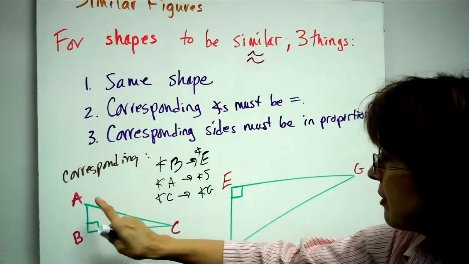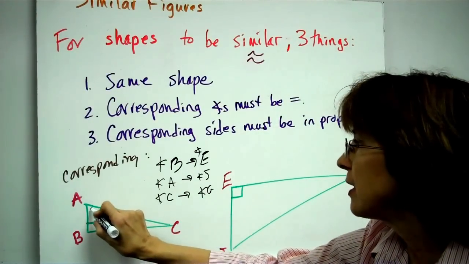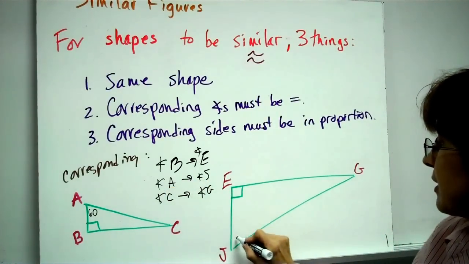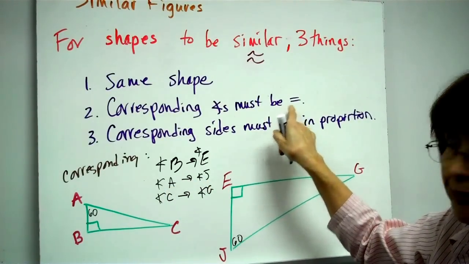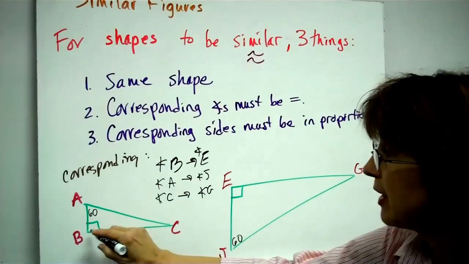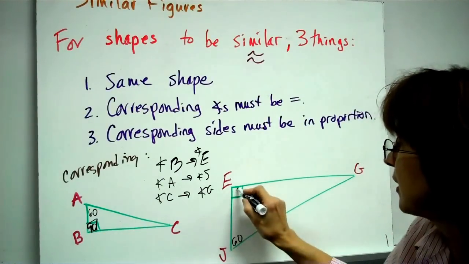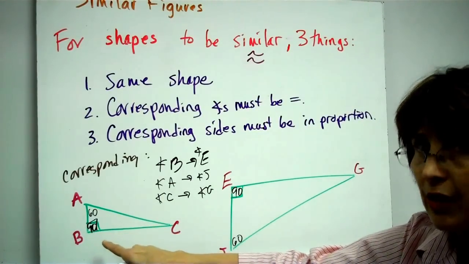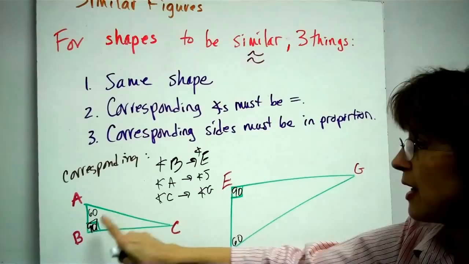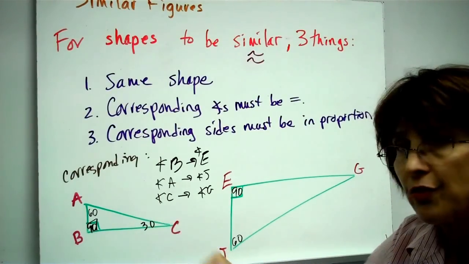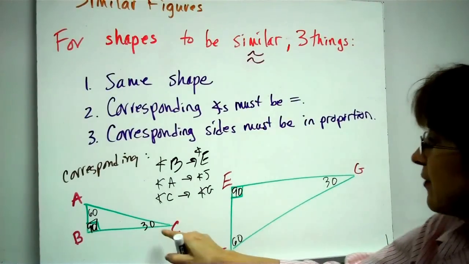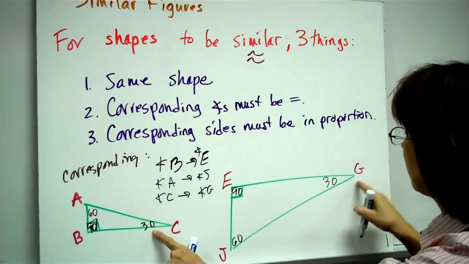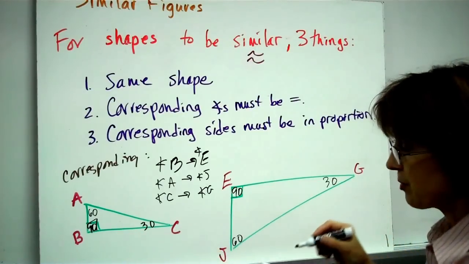If the measure of A was, say, 60 degrees, and they were corresponding, then angle J would have to be 60 degrees, because they have to be equal. We already know that B is 90, because that's what the box means. That means a right angle, which is 90 degrees. And by the way, we do know in a triangle, all the interior angles add to 180. So this is 60, this is 90, this would have to be 30 degrees. I knew you knew that. So if these two angles are corresponding, then this would be 30 and this would be 30, and they'd be equal. That's what corresponding means.